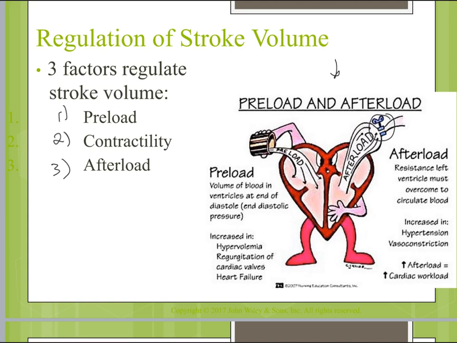So what increases afterload? Things like hypertension, high blood pressure, vasoconstriction, right? That clamps down on that artery, makes the lumen smaller. We're increasing blood pressure. So increased afterload equals an increase in cardiac workload. That makes sense, right? That's why hypertension is so bad. Your heart's working overtime. It's working harder. It's trying to produce more pressure. Now, what does that mean?